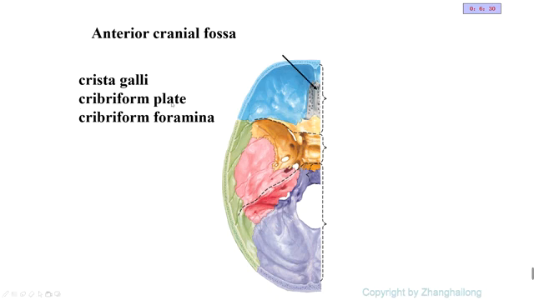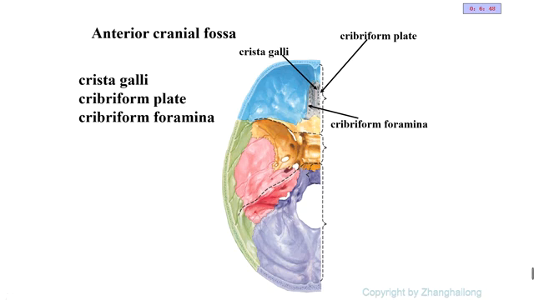Then there is the cribriform plate, a horizontal plate. On this plate, you can see there are many foramina, very, very small holes. These are the cribriform foramina. Do you know what structures pass through them? The olfactory nerve. From here it goes downwards to the nasal cavity and is distributed on the nasal mucosa. The olfactory nerve's function is to receive smell. And it goes upward, connects with your brain, and transmits the message to your brain.